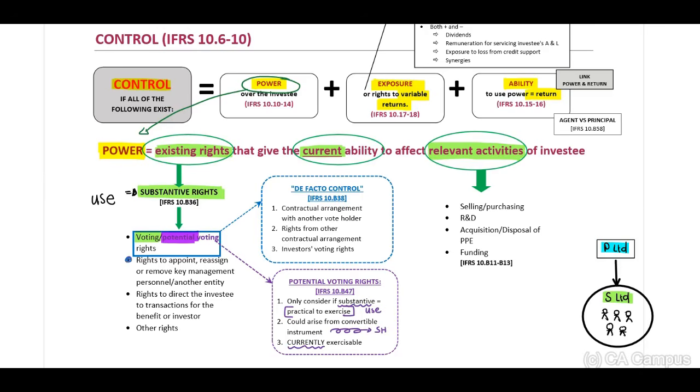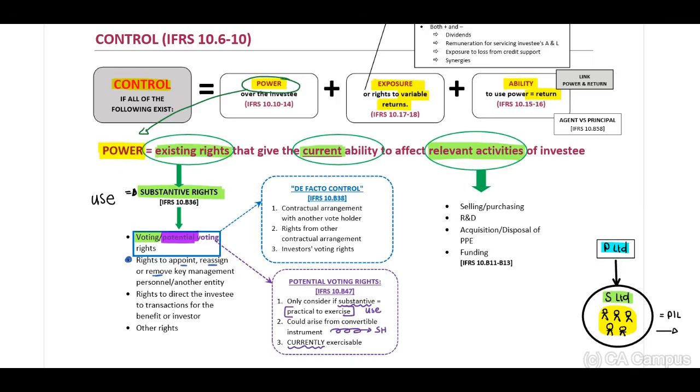when the shareholder has the right to appoint, reassign, or remove key management personnel or another entity. Therefore, if you look at my example on the right side of your screen, what's the purpose of key management personnel in any entity? This is my key management personnel. What is the purpose? The purpose of key management personnel will be to manage that entity to be able to generate profit and loss and to be able to continue in future.